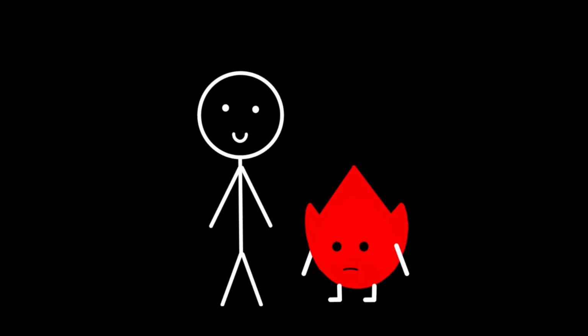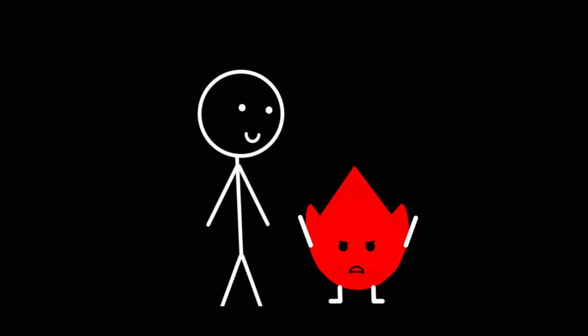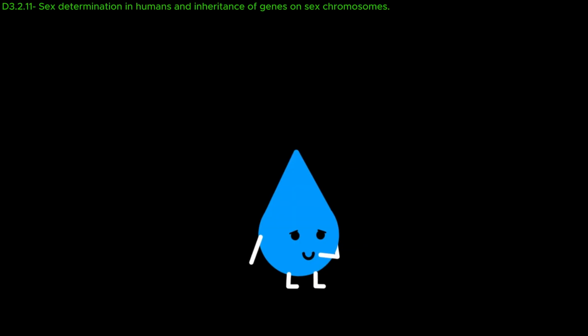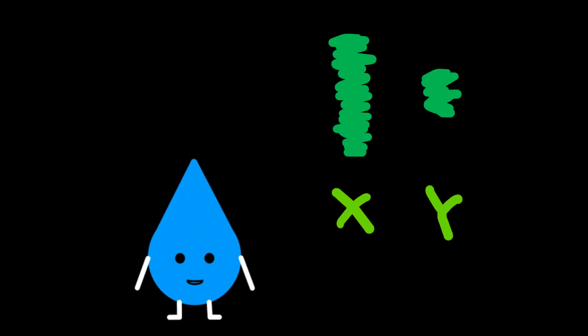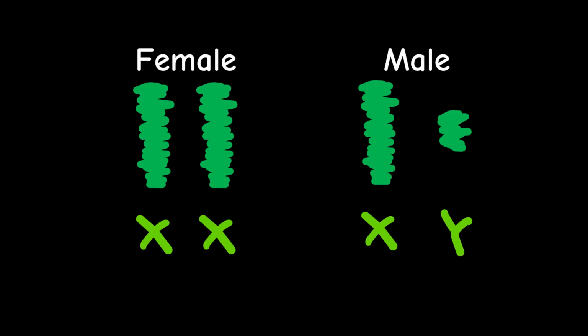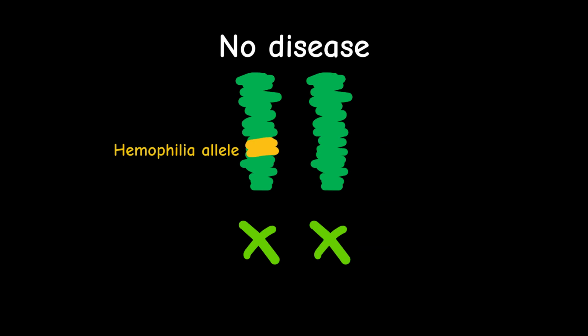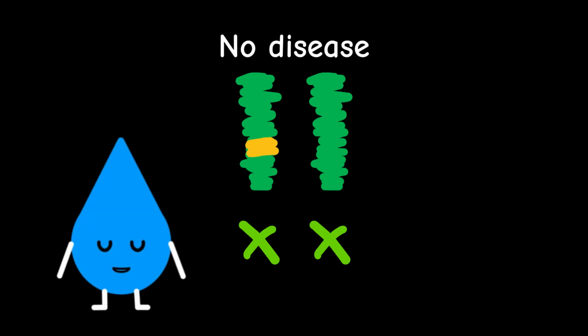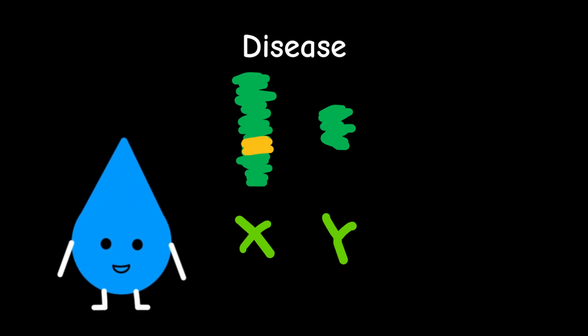X chromosome? Is that a mysterious chromosome? No. X and Y chromosomes are special chromosomes that determine sex in humans. If you have 2 X chromosomes, you are female, and if you have an X and a Y chromosome, you are male. If you have at least 1 X chromosome without the disease allele, you don't get the disease. This means that females who are heterozygous for hemophilia don't get the disease, but males who have a copy of the disease allele do get it.